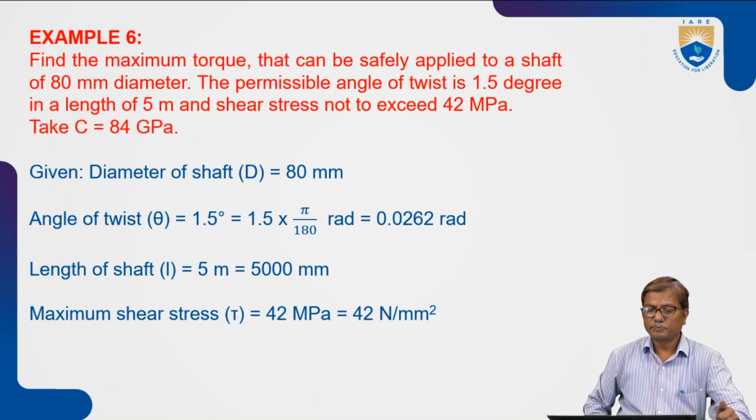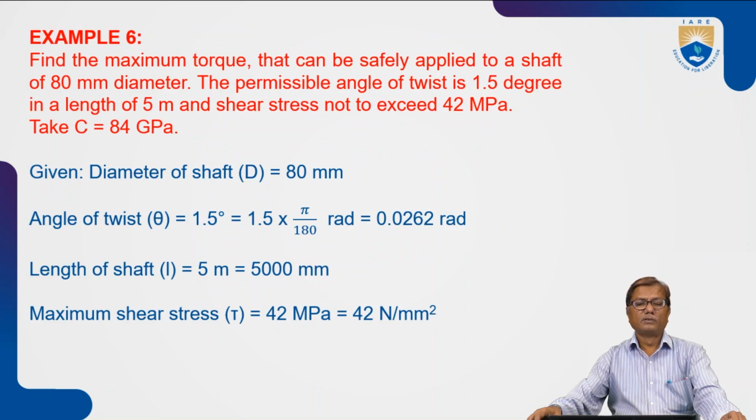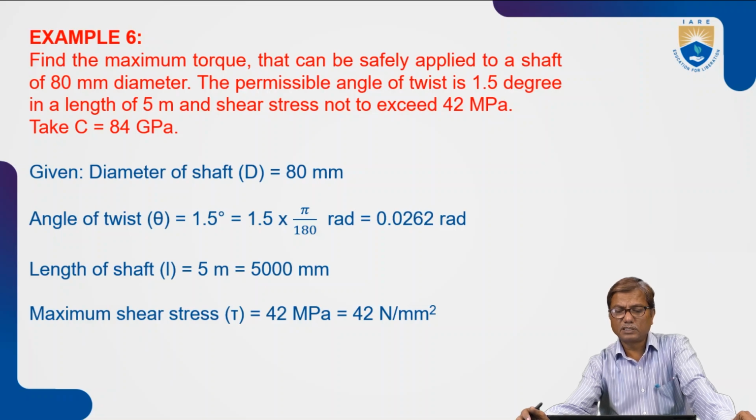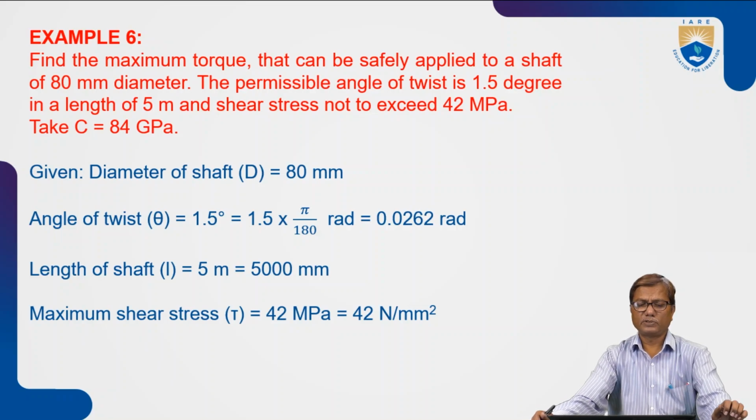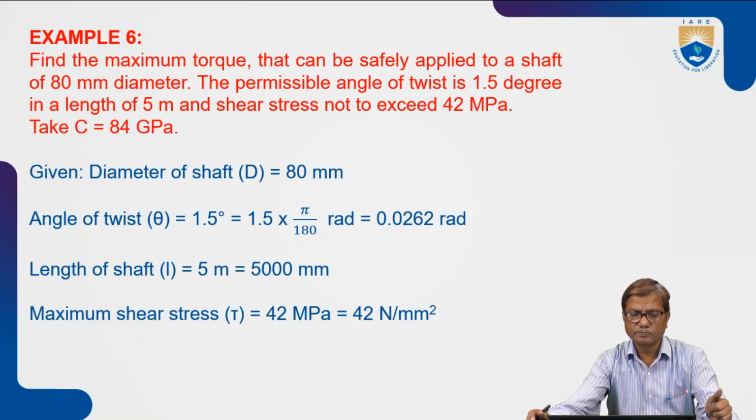Another example, the last one. Find the maximum torque that can be safely applied to a shaft of 80 mm diameter. The permissible angle of twist is 1.5 degrees in a length of 5 meters, and shear stress is not to exceed 42 megapascals.